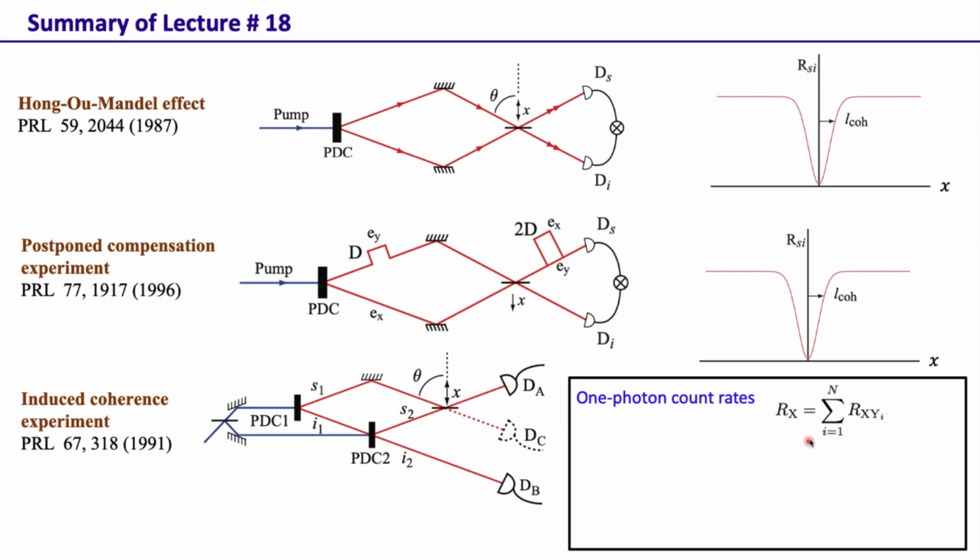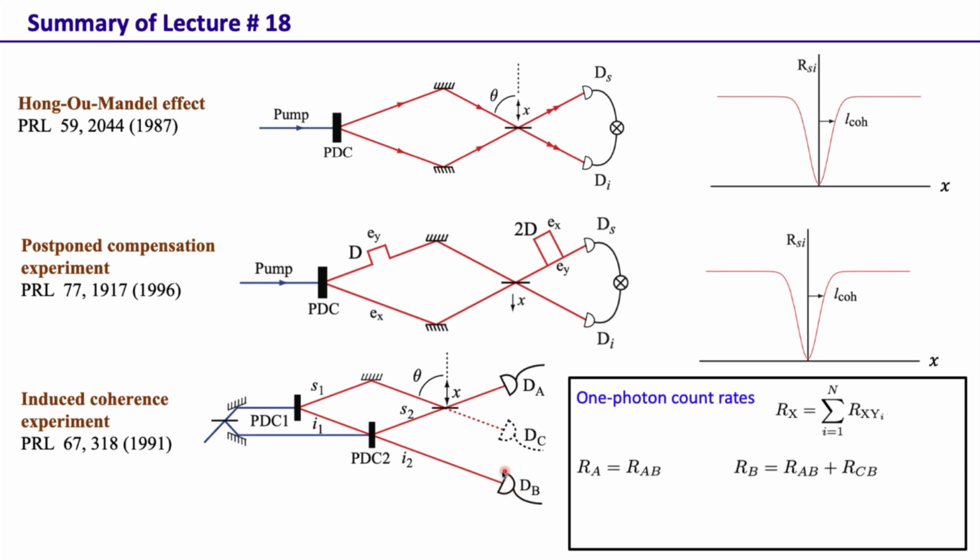So what we have here is that the one photon count rate is the sum of all the coincidence count rates between x and y_i, where the y_i are the locations where the other partner can go to. In this experiment, if you look at detector A, the photon reaching detector A has a partner that can only go to B. So R_A is basically equal to the coincidence between A and B.